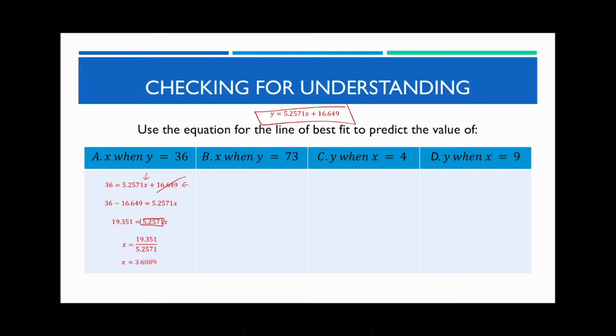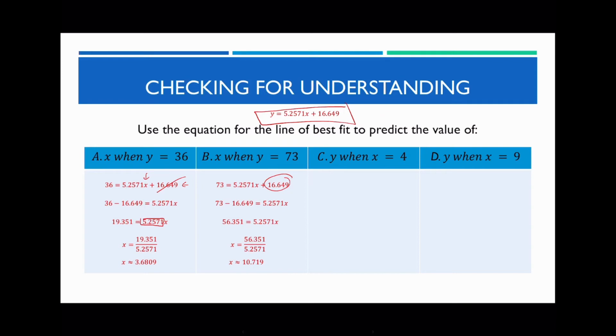Now for part B, similar process, substitute y is equal to 73. So this is what it will be. Again, I'm going to eliminate this guy here by subtracting both sides by 16.649. I will simplify it, then divide both sides by 5.2571 and put this into a calculator. You're going to get an answer of 10.719.